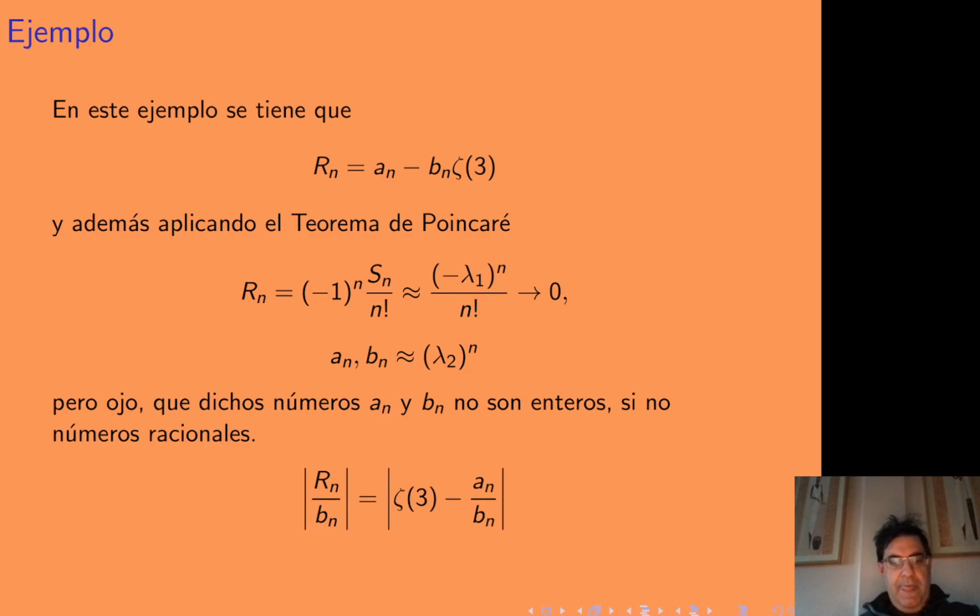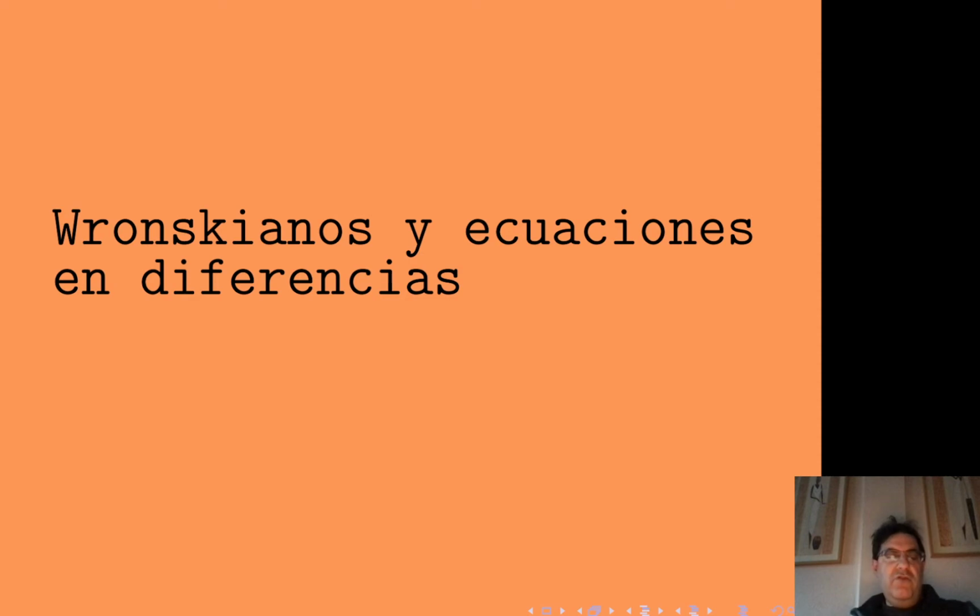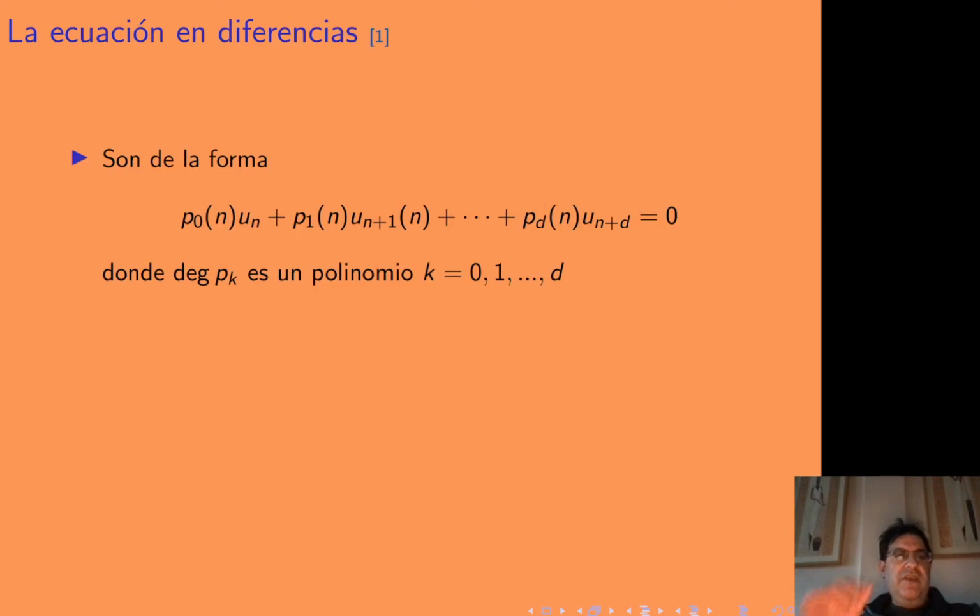Okay, but as I said in the beginning, An and Bn, they are not integers, they are rational numbers. So even though I have this, you can obtain this by taking this identity. I know that if this number tends to 0, then An over Bn approximates theta 3, right? So this is something I would like to obtain. So in order to do that, I'm going to show you another tool that I think is helpful to solve this problem. So the first thing is the difference equations.